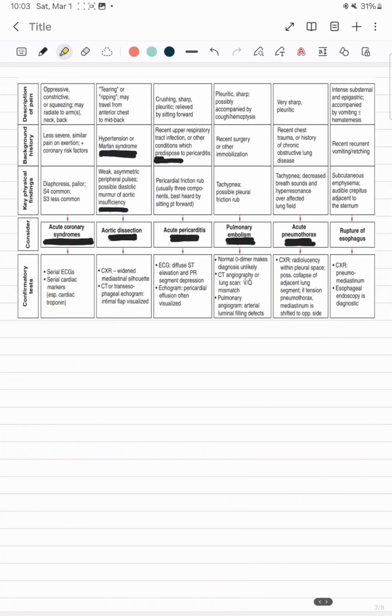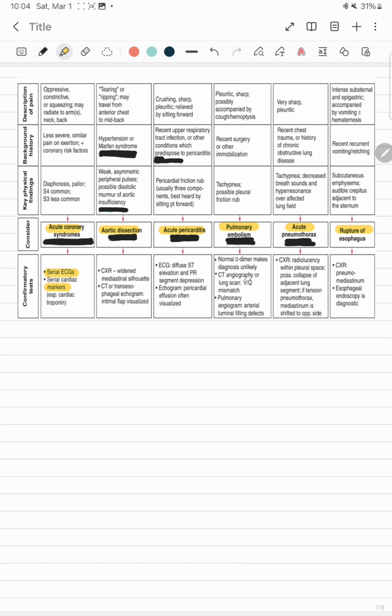Coming to the important last slide here, the clinical profile of the important life-threatening causes already discussed: acute coronary syndromes, acute dissection, acute pericarditis, pulmonary embolism, acute pneumothorax, rupture of esophagus. The characteristics of acute myocardial infarction include constrictive, squeezing type of pain radiating to the neck, and less severe similar pain on exertion. Coronary risk factors will be there, and you will see diaphoresis, pallor, S3 gallop, S4 heart sounds, and it will be confirmed by serial ECGs and cardiac markers.